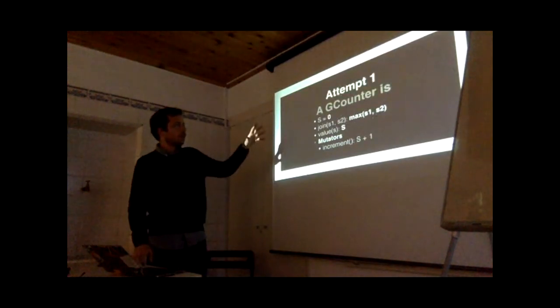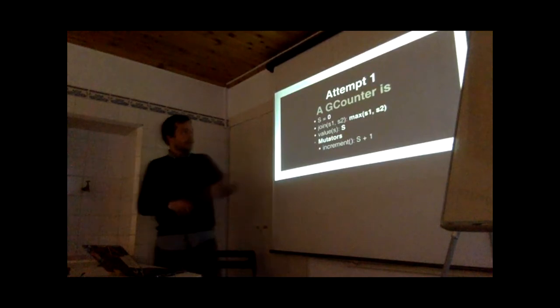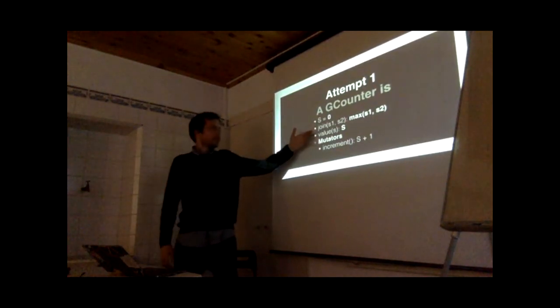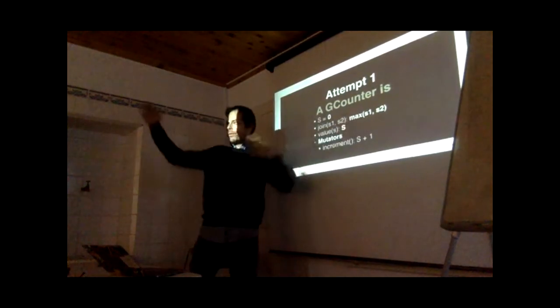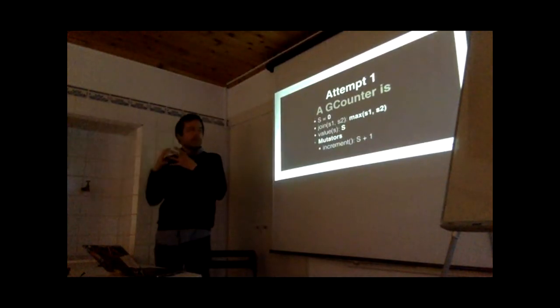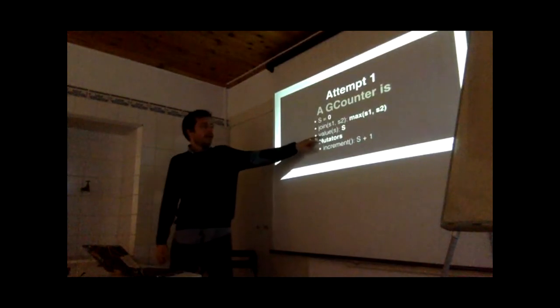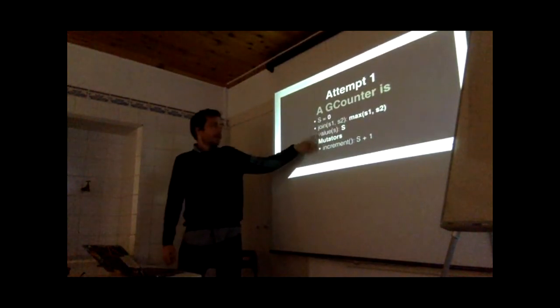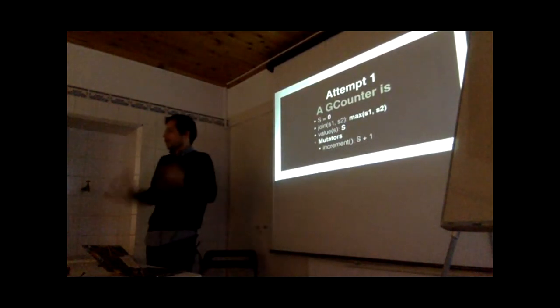Very simple framework. So let's try and build a grow-only counter, something that can only go up, cannot go down. The initial state would be zero. The join of two states would be the maximum of the two states. So if I receive a state from another peer with a counter, I'm going to select the maximum of my state and the state from the other peer. The value would be the state itself, and the mutator would return the state plus one. So if I have a value of three and I increment, the new state is four.